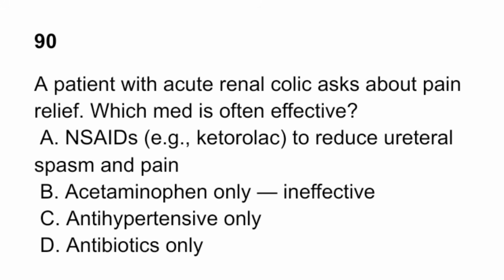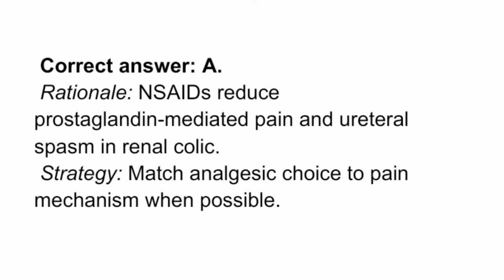90. A patient with acute renal colic asks about pain relief. Which med is often effective? A. NSAIDs, e.g., ketorolac, to reduce ureteral spasm and pain. B. Acetaminophen only, ineffective. C. Antihypertensive only. D. Antibiotics only. Correct answer, A. Rationale: NSAIDs reduce prostaglandin-mediated pain and ureteral spasm in renal colic. Strategy: match analgesic choice to pain mechanism when possible.